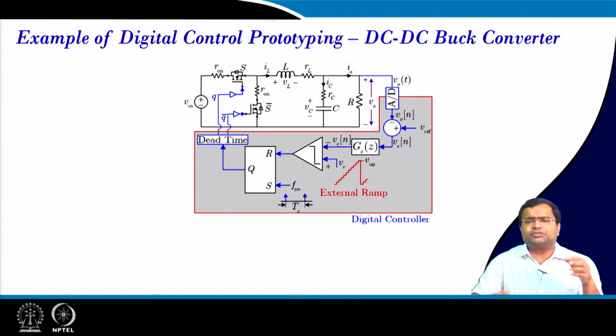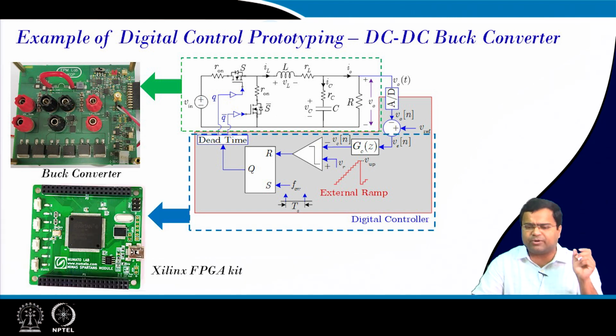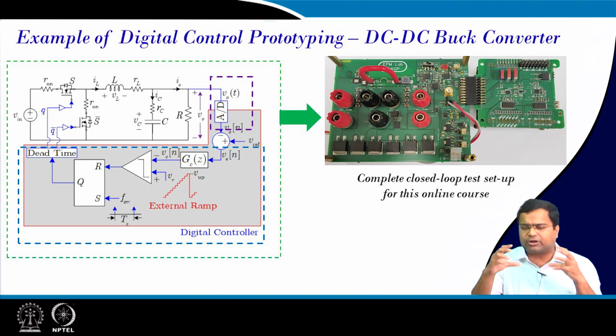Some of the examples I am showing are a DC-DC buck converter, and in this course we will be using a lot of hardware demonstration. These prototypes will be used, like a buck converter, then the Xilinx FPGA kit, and the signal conditioning board. So, this is a complete test prototype that will be used in this course.